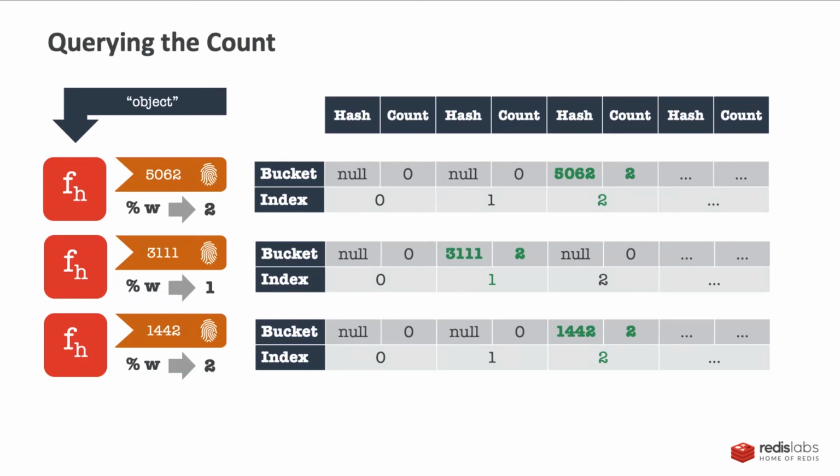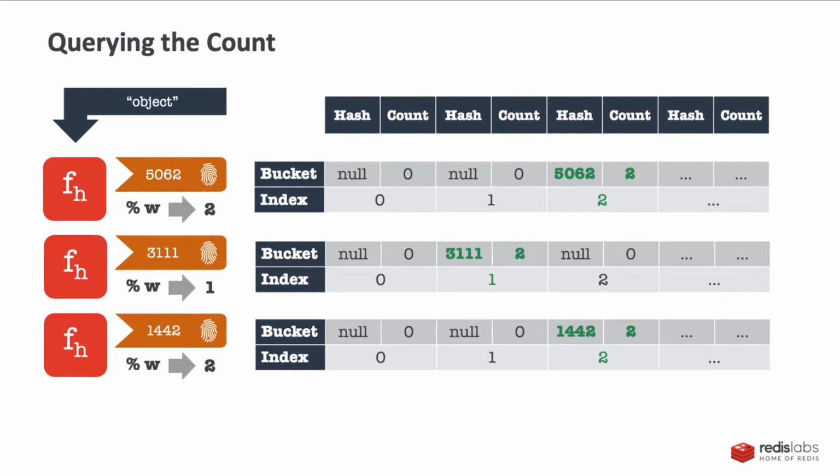If we want to read it, we just reverse this process. We put in object, we get our indexes, we look and say these hashes match at this location. It gives me 3 numbers back. I take the biggest one. In this case, they're all 2. So I report out that there are 2 objects in the heavy keeper. And it works. So far it's accurately counted.